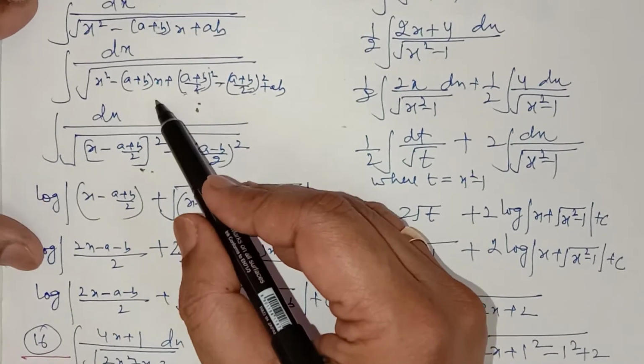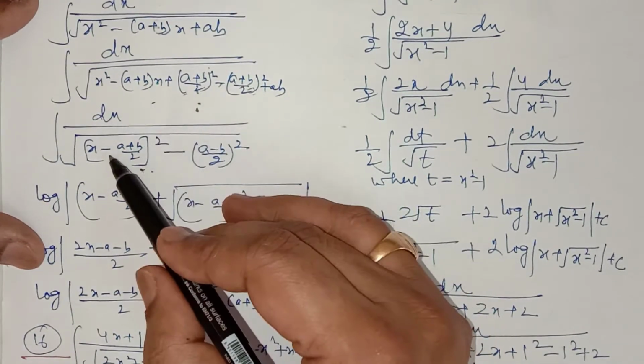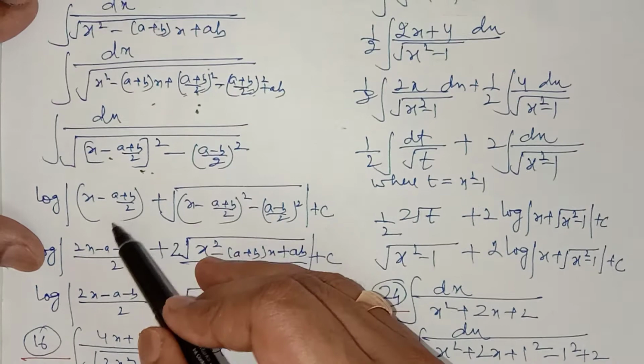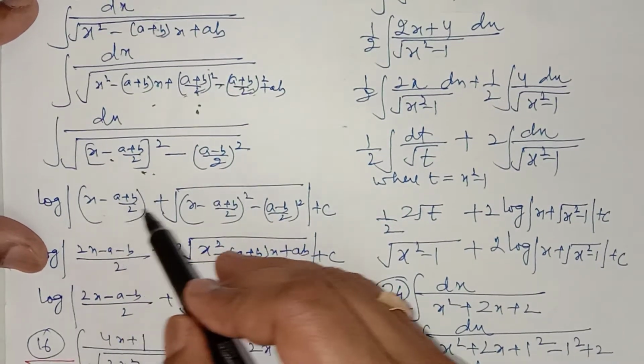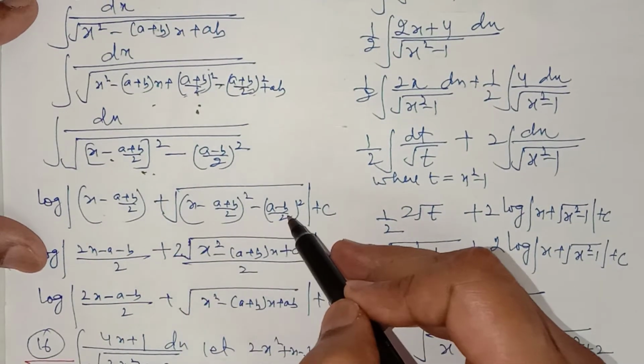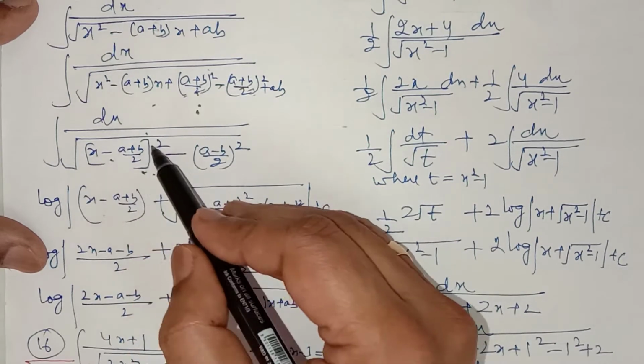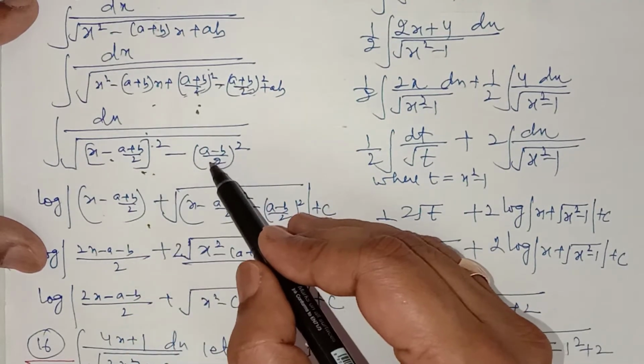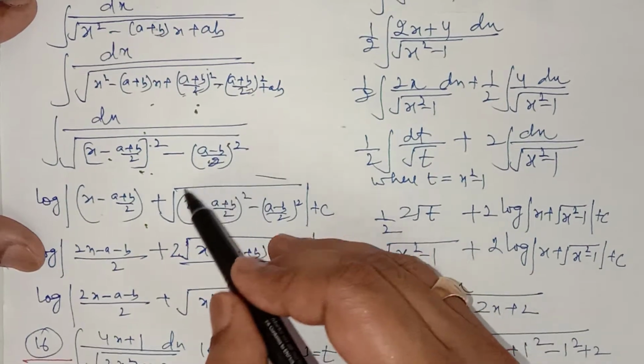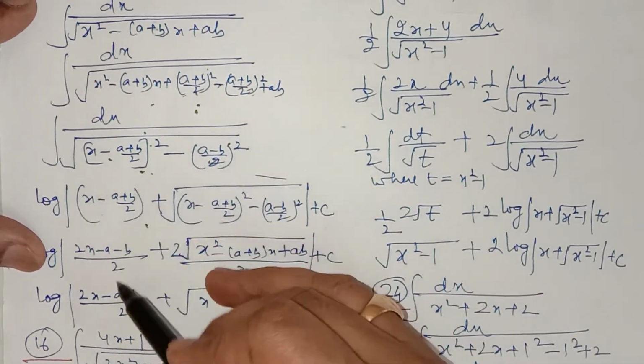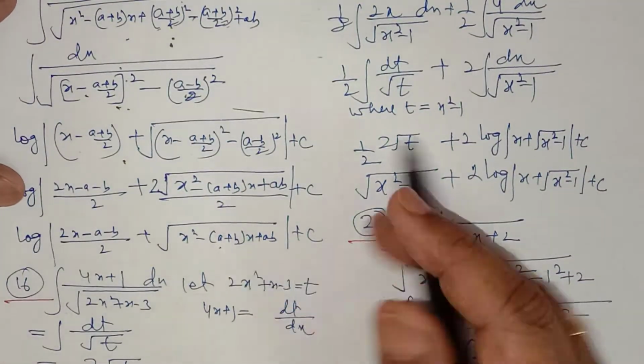it becomes a special integral of 1 upon under root x square minus a square, which is equal to log of x plus under root x square minus a square. In place of x, we have x minus (a plus b) upon 2. In place of a, we have (a minus b) upon 2. Take your own time to simplify the square root and this bracket, and you will get this answer.